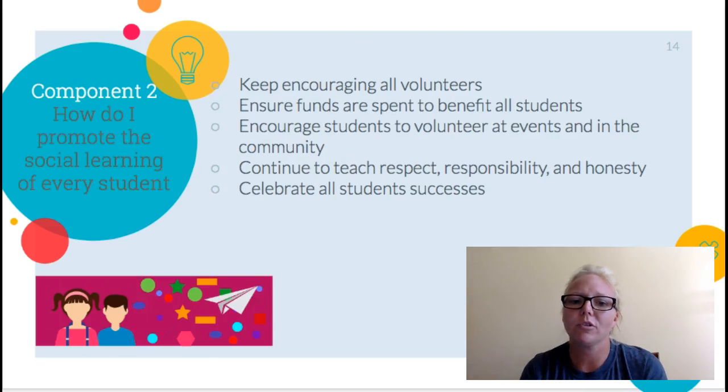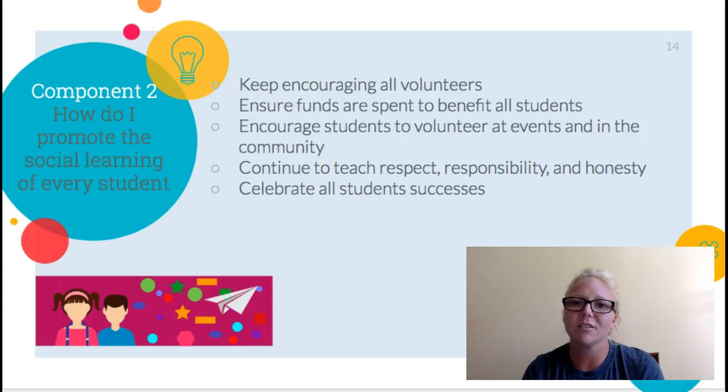How do I promote social learning of every student? Definitely keep encouraging all volunteers. Encourage those parents to bring their students to help. Ensure that funds are spent to benefit all students so parents can see that their volunteering hours at fundraising events are going to good use. Encourage students to volunteer at events and in the community. It may not be a fundraising event such as taking money at the gate or the concession stand, but how can they get involved to better the school, to better the community?